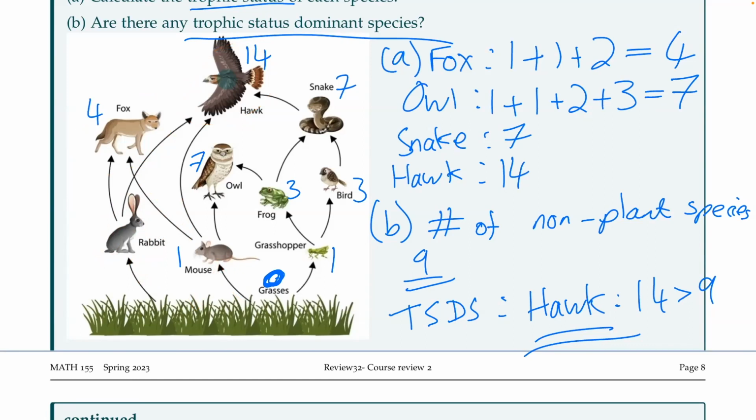Okay, this is just a representation of the relationships. It doesn't tell us anything about the population dynamics. Okay.